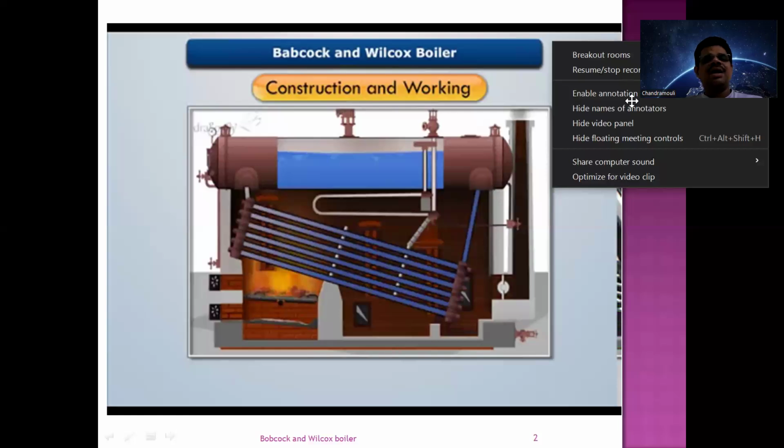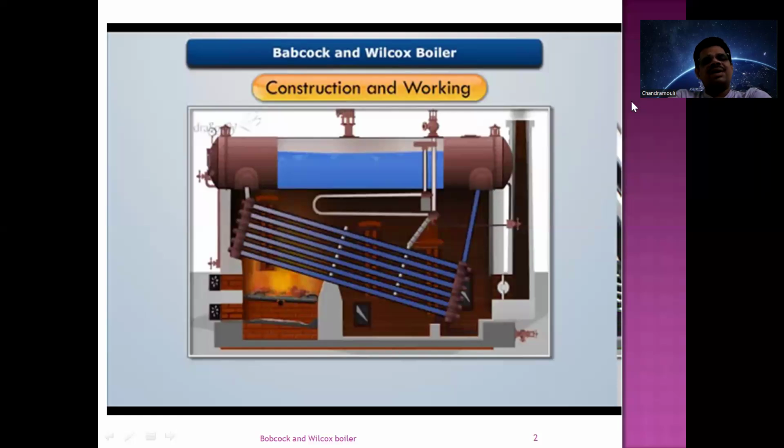So this Babcock and Wilcox boiler is a horizontal boiler, because here if you observe, this is the drum of the boiler in which the water is taken and converted into steam. So the axis of the drum is horizontal. That's why this is a horizontal boiler.